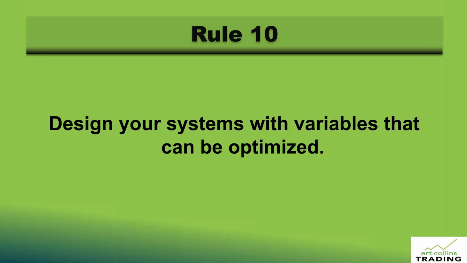Design your systems with variables that can be optimized. Okay. In other words, instead of a number, you got an N or an X. And you ask, what if this number was 1, 2, 3, up to 20? You do an optimization study and it'll spit out 20 results, one atop the other. And you can weigh and balance and know which one you're going to settle on.